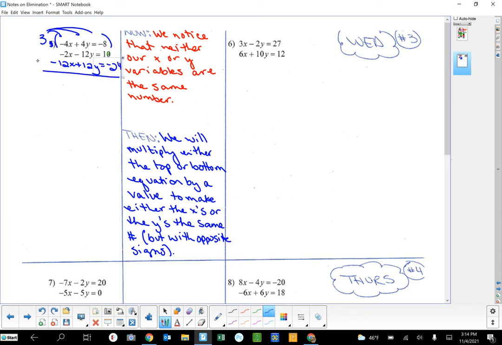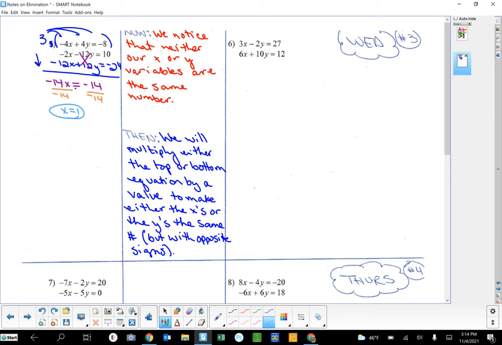Now I'm going to draw a line and add down. So I'll change my colors. I get negative 14x. These are going to cancel out. Equals 10 minus 24, which is a negative 14. Now I'm going to divide both sides by negative 14, and x is going to equal a positive 1.